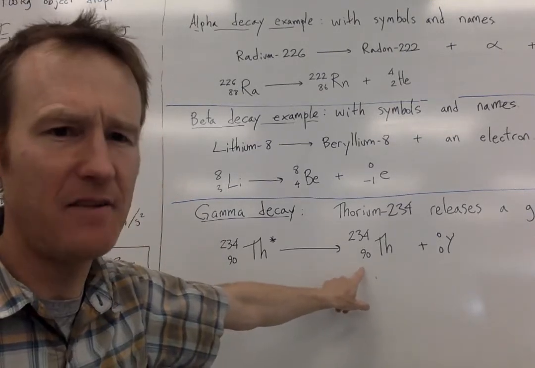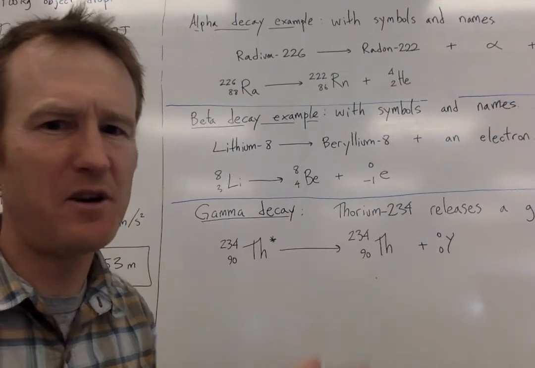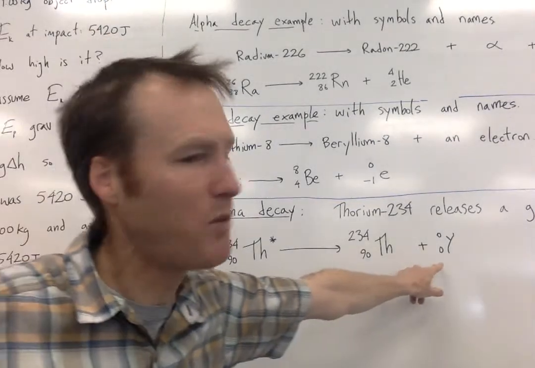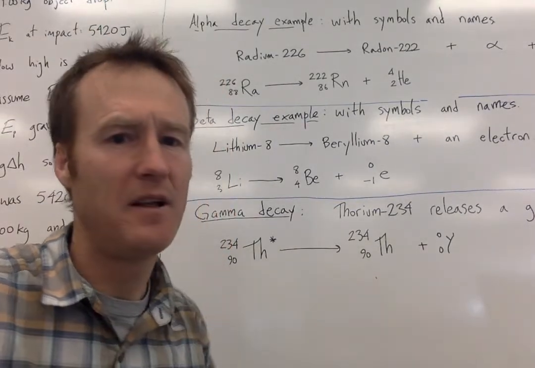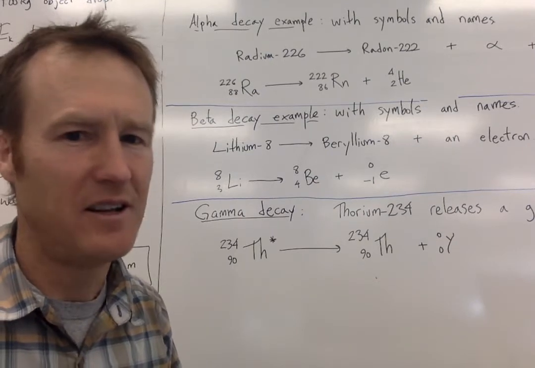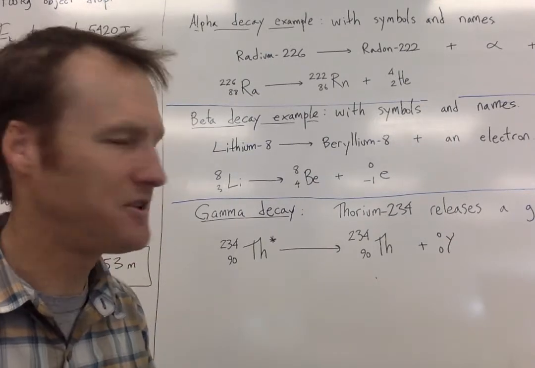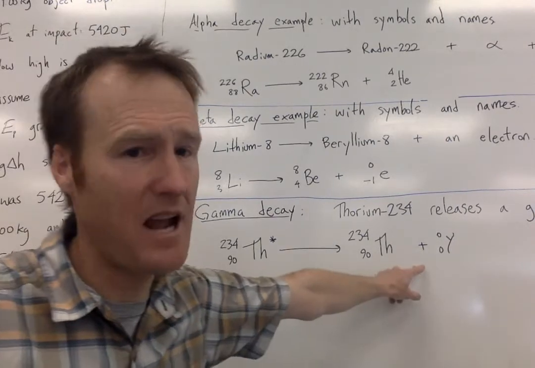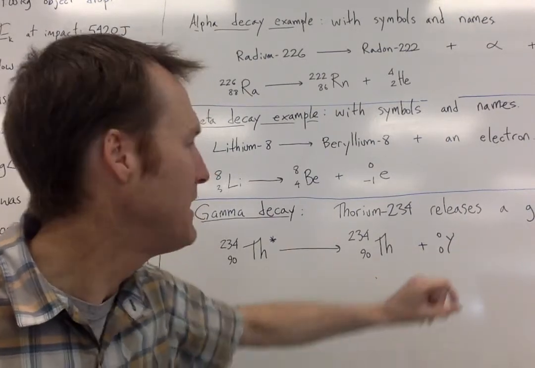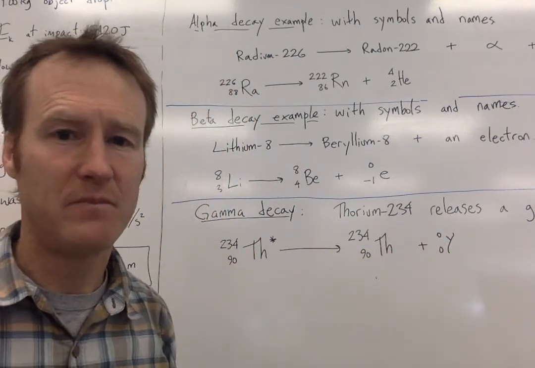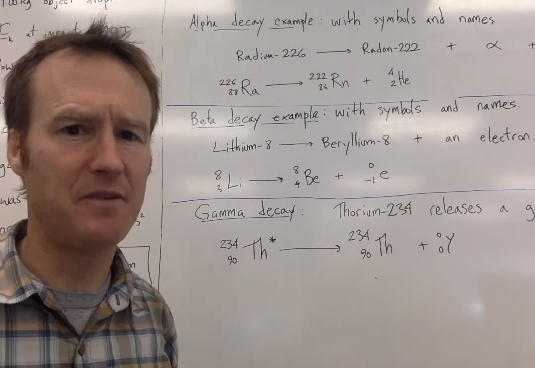On the other side, we've still got thorium-234. I didn't do anything different, except I did one thing, and I put this right here. That thing that looks like a letter Y, I don't want to confuse you too much, it's not a letter Y. It's actually the Greek way of saying letter C, gamma. This is a gamma ray. I'd like you to notice one thing. It has a 0 charge and a 0 mass, because it's just electromagnetic radiation.